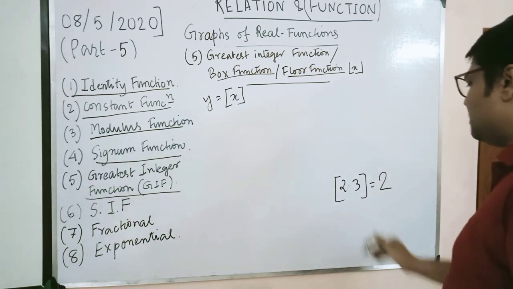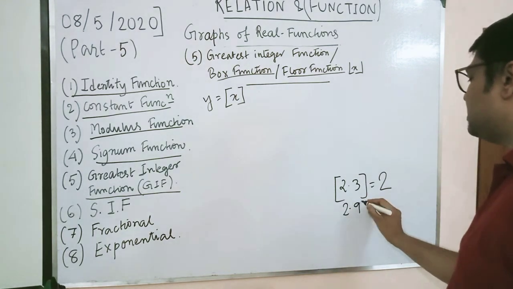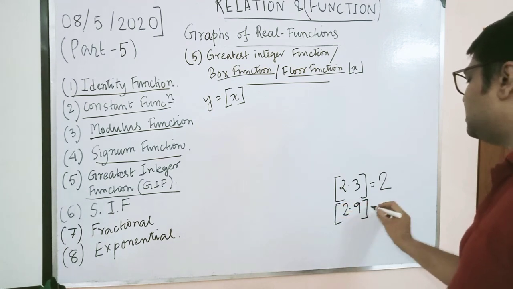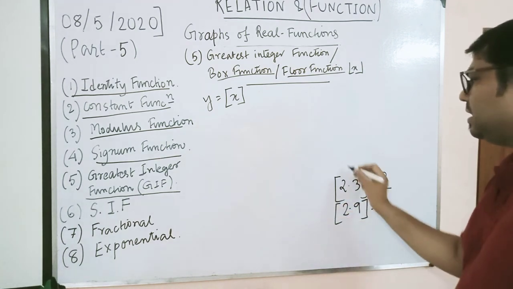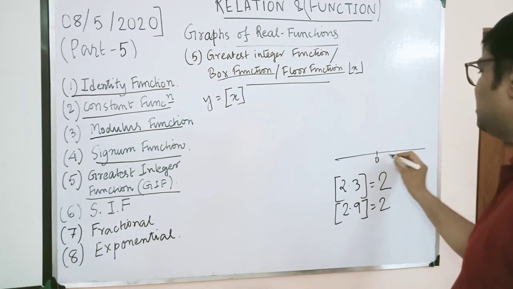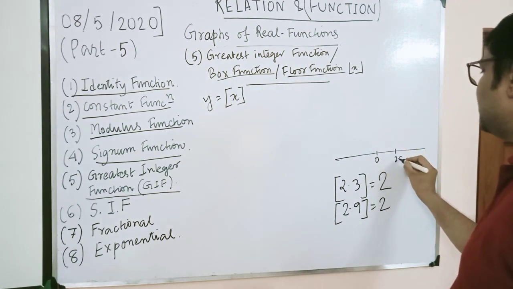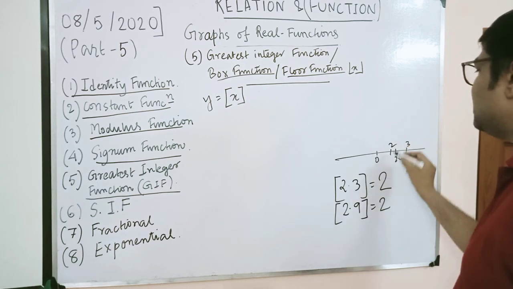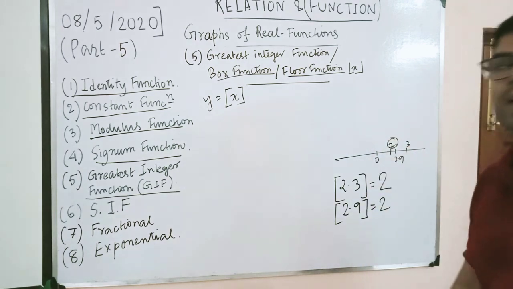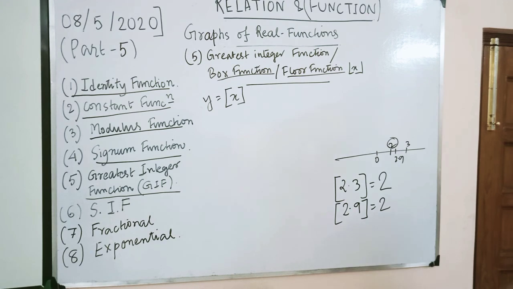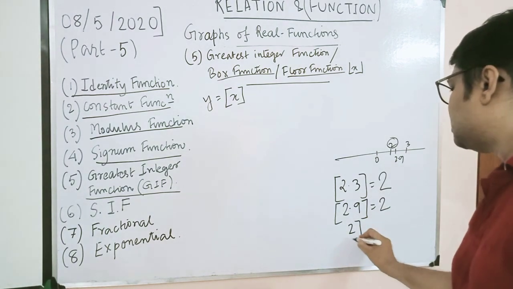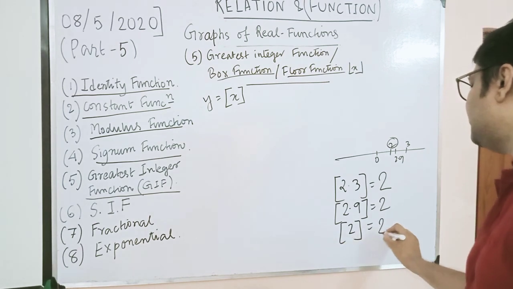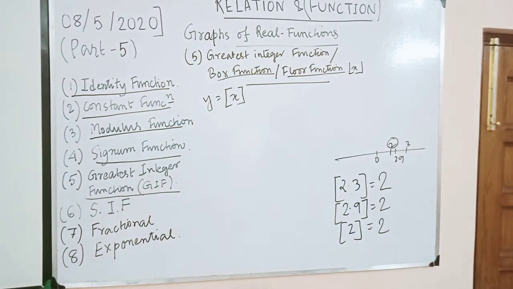Now people ask what will be 2.9? They think that it will be 3, but it's not. It will still be 2. If you take the number line, say 0, here there is 2.9. The left hand side integer is 2, and the right hand side integer is 3. So it's always the left hand side integer that is taken, which is 2. Now if you get only 2, box of 2, then what will happen? It will be 2. Box of 2 means 2.0, so that will be 2 also.